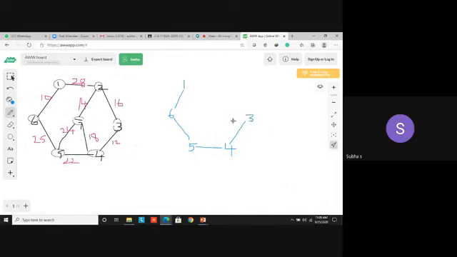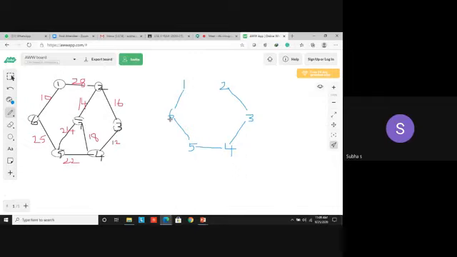Then from 3, there is only one path. If there is only one path, you have to choose that only, because there is no minimum or maximum at all. 3 to 2. Is the process completed? Is the algorithm completed here? No, because the condition is you have to connect all the vertices.